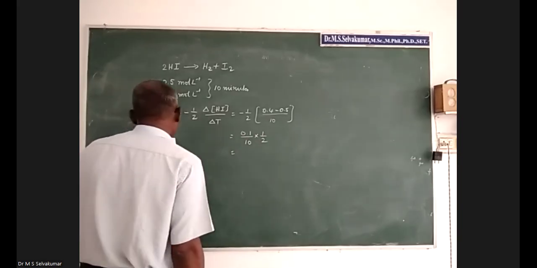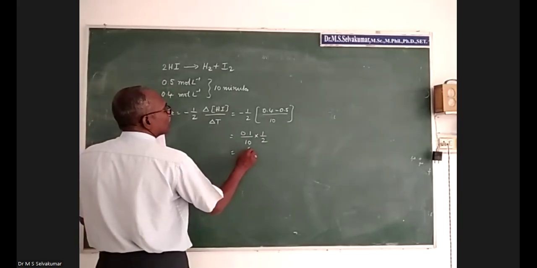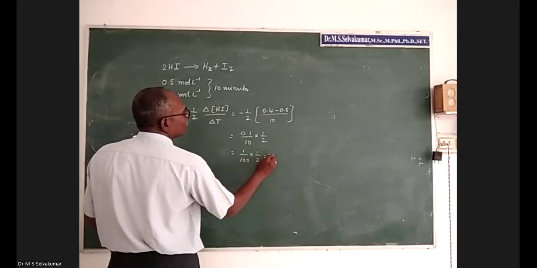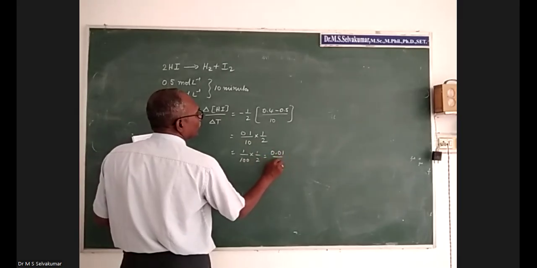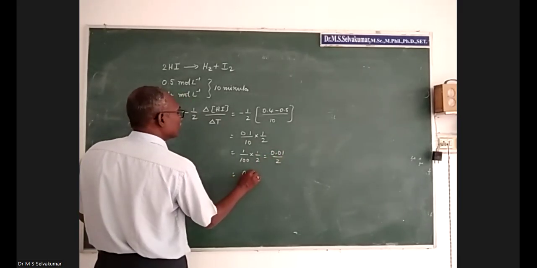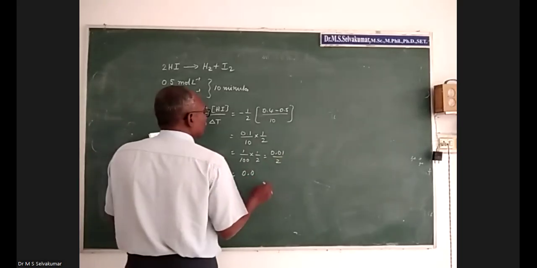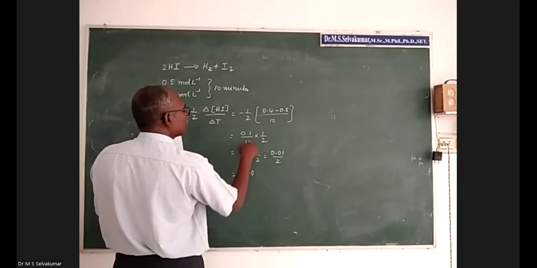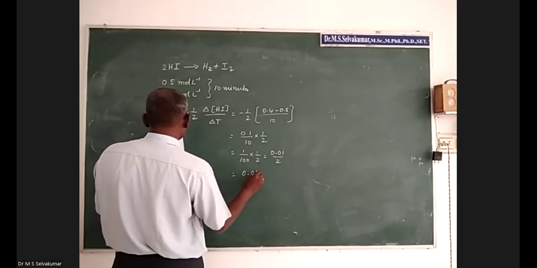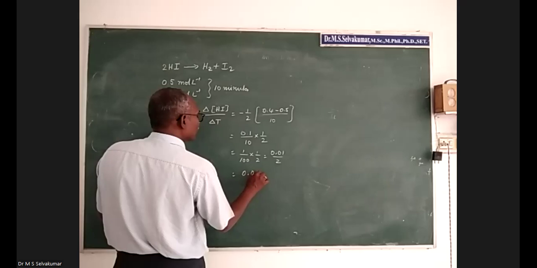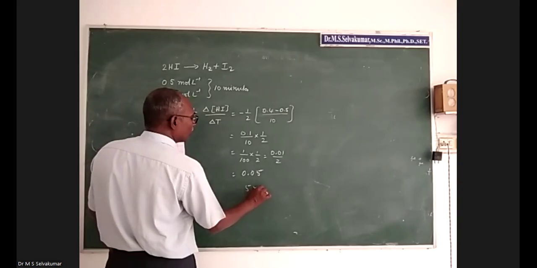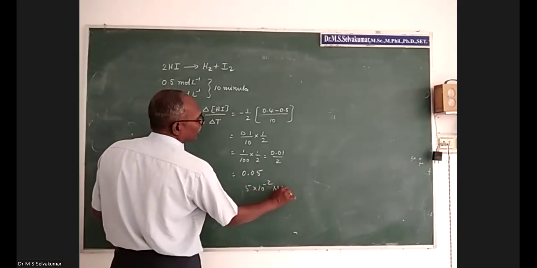So that becomes 1 by 100, no? 1 by 100 into 1 by 2. So it is 0.01 by 2, which is 0.005. So it is 5 into 10 power minus 3 molar per minute.